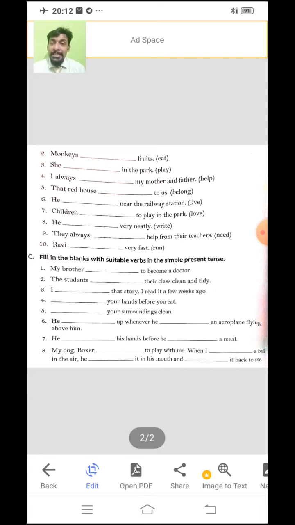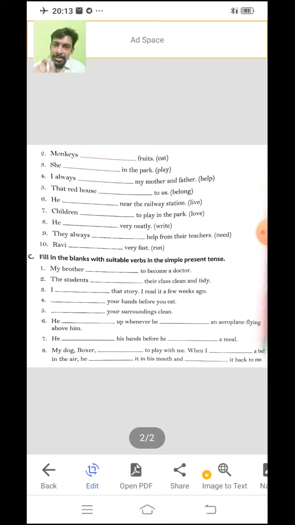Now coming to exercise C, fill in the blanks with the suitable verbs in the simple present tense. Number 1, my brother wants to become a doctor. In number 2, the students keep, K-E-E-P, keep their class clean and tidy. In number 3, I read that story. Or you can also use I know, K-N-O-W, know that story. I read it a few weeks ago.